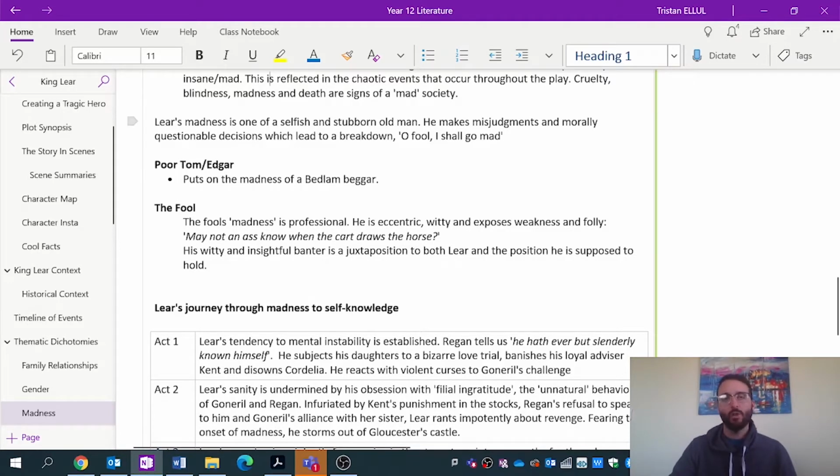And we have quotes like, "Oh fool, I shall go mad." We also have poor Tom and Edgar, but he puts on the madness. So this is similar to Hamlet, and there's a question over whether Hamlet is actually mad or whether it is put on.